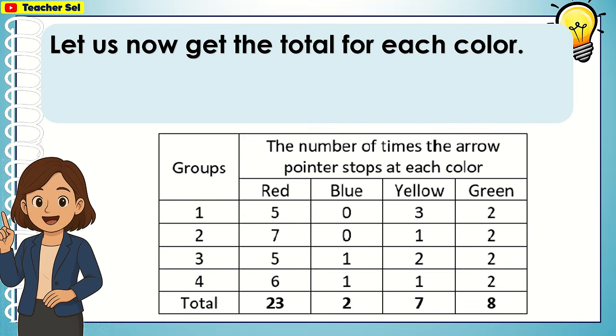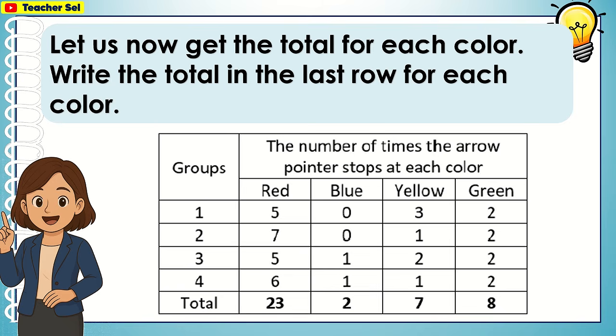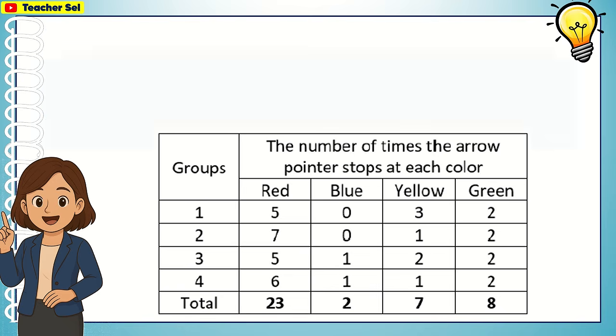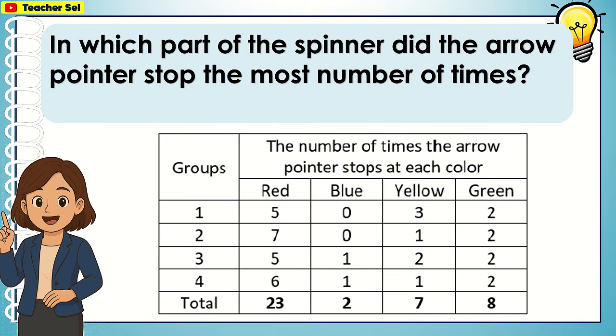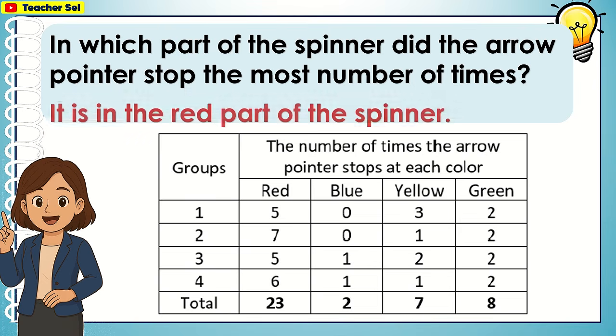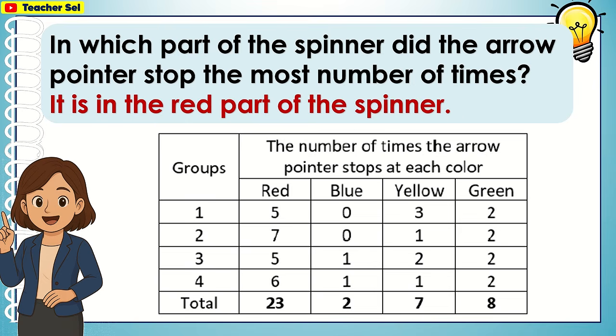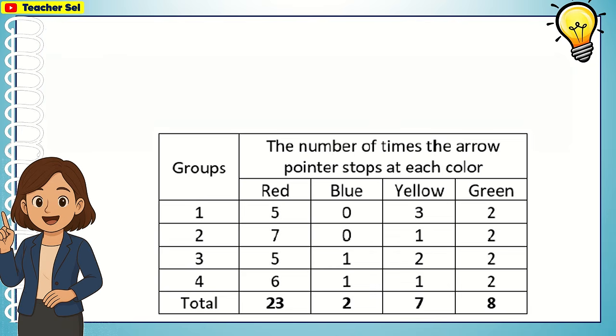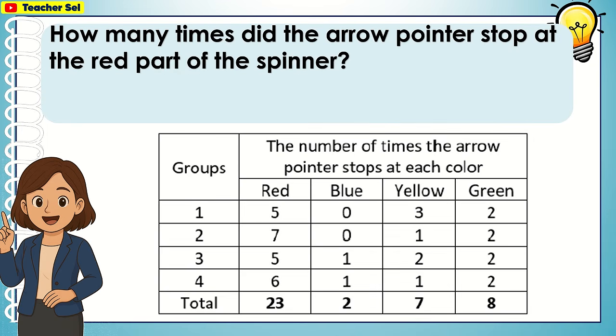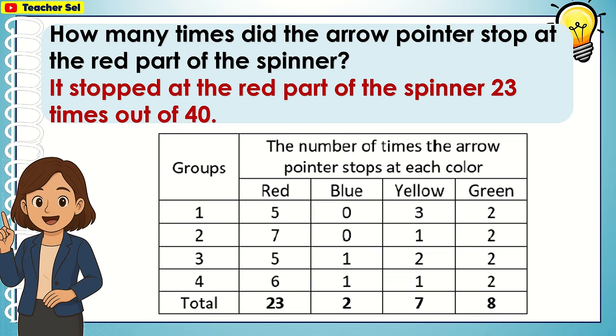Let us now get the total for each color. Write the total in the last row for each color. In which part of the spinner did the arrow pointer stop the most number of times? It is in the red part of the spinner. How many times did the arrow pointer stop at the red part of the spinner? It stopped at the red part of the spinner 23 times out of 40.